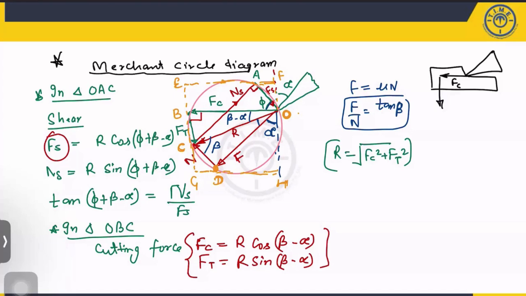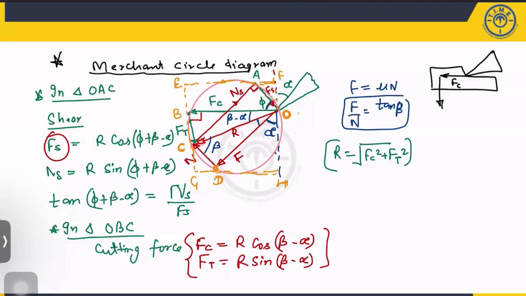Okay. And these things I have already discussed. I don't want to invest more time on this instead of solving the problem. So this is the cutting force. This is the thrust force. You can calculate the resultant: Fc square plus Ft square. Now, if I want to write down the expression for shear force, it is nothing but this one.